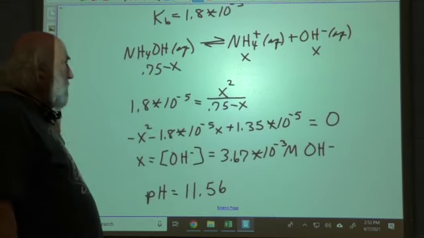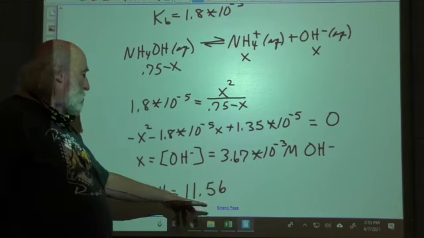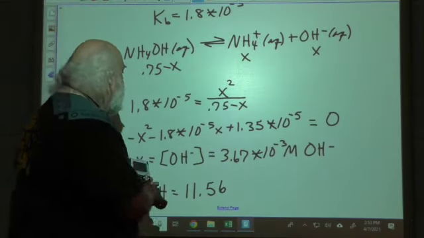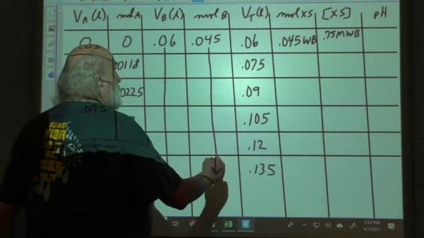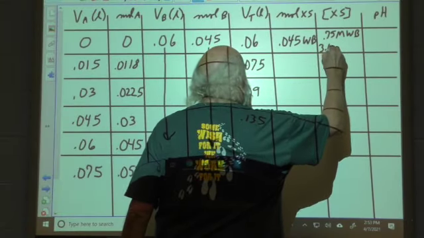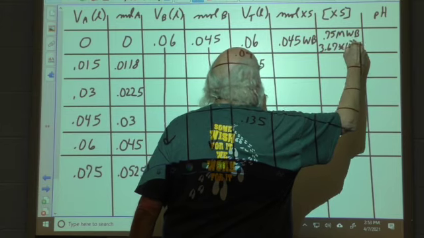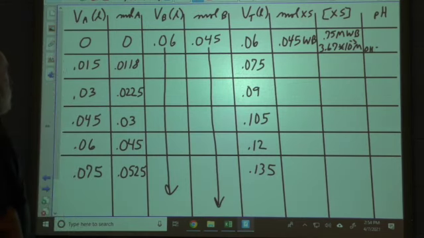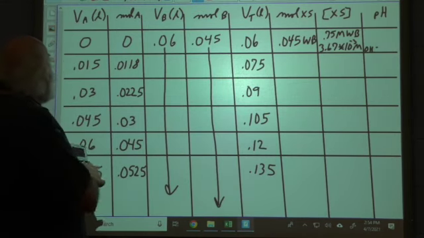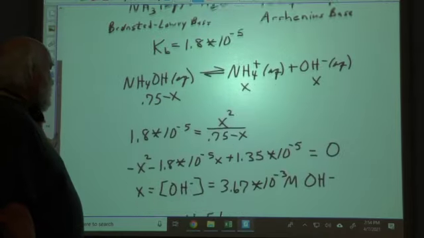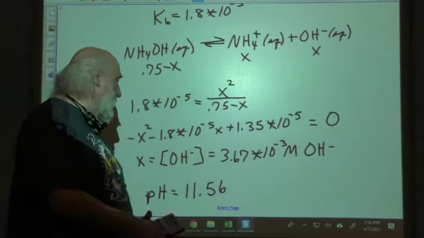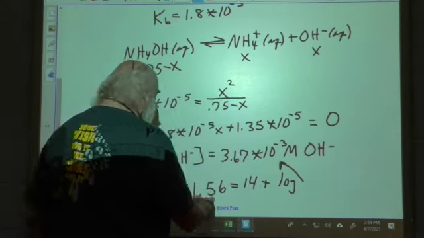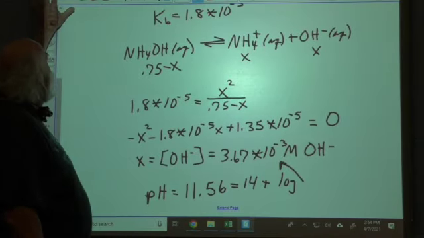I won't bore you with the mathematics. You can follow along if you want, but we should end up with a concentration here of 3.67 times 10 to the negative 3 moles per liter. So that's going to be the second one we put in here, 3.67 times 10 to the negative 3 moles per liter of hydroxide. And when we find the pH for that, we simply take 14 plus the log of that. And we get 11.56 with my 2 decimal places.